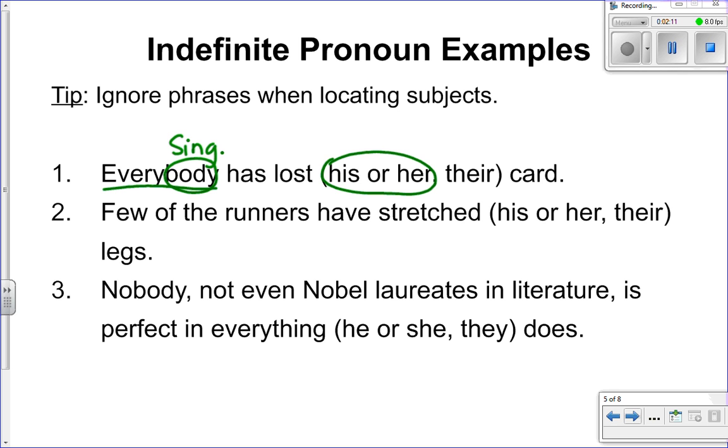Also, there's a context clue in this sentence. The word has, the verb has an S. The sentence is treating everybody as if it's singular, so try to use context clues if they're available.